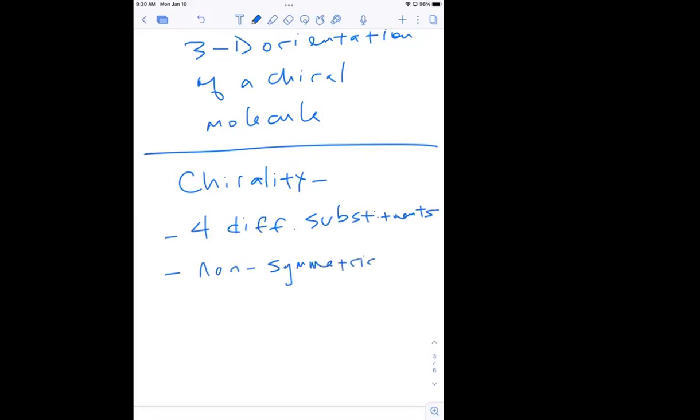Okay, good. Hold on, let me fix my handwriting. Non-symmetrical, sp3 hybridized, and what else? It also says the mirror images of any molecule that is chiral will be non-superimposable. Yes, that's the key.